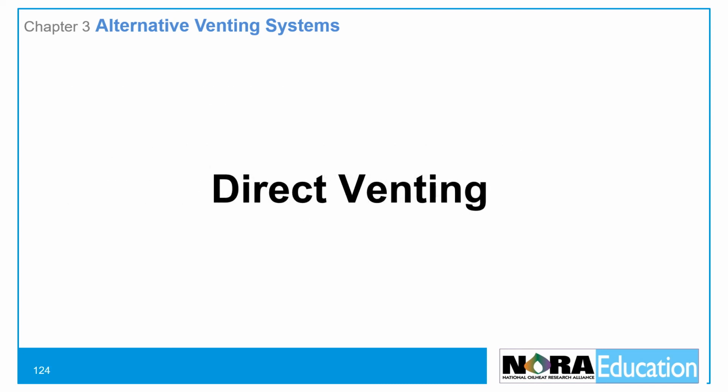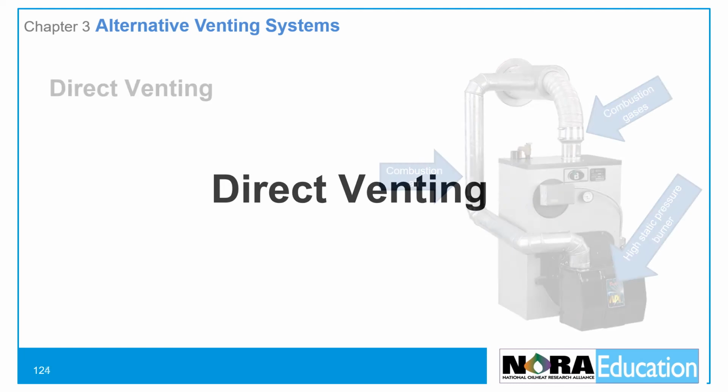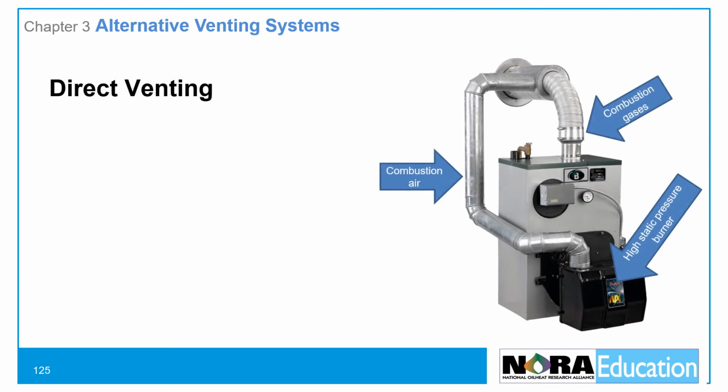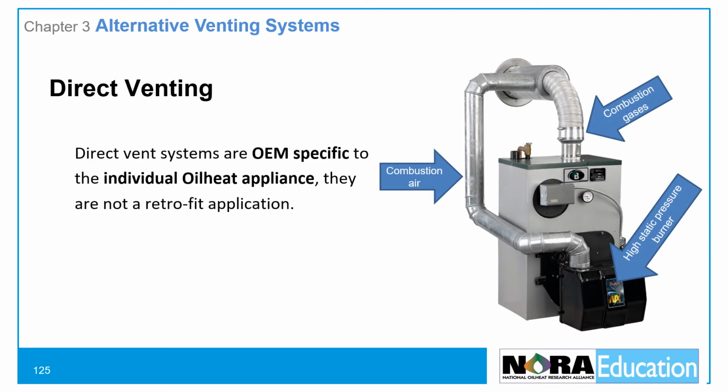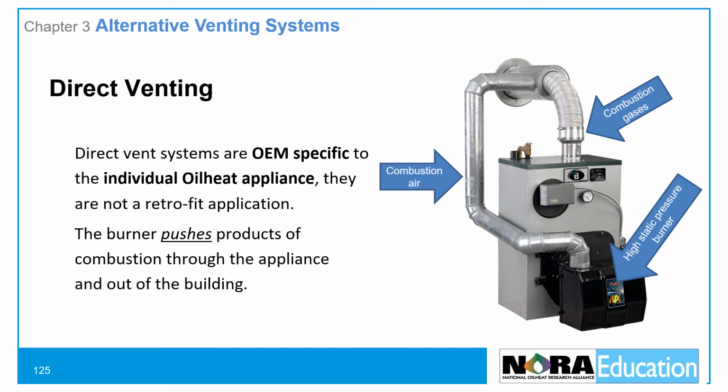Now, let's take a look at direct venting. Direct vent systems are OEM specific to the individual oil heat appliance. They are not a retrofit application. Direct vent oil heat systems use the power of the burner fan to push products of combustion through the appliance to the venting system and out of the building. They require high static pressure burners, and outside air is used for combustion.